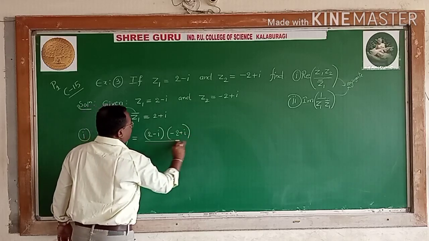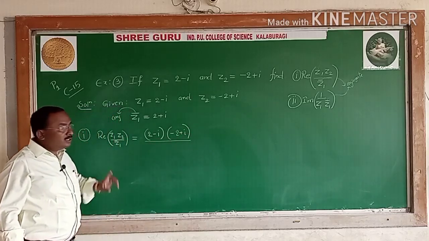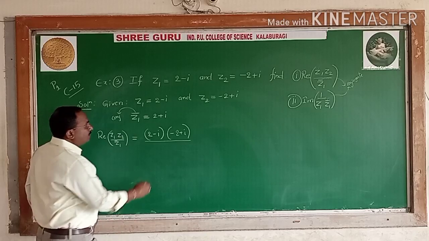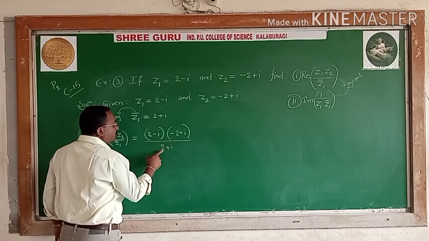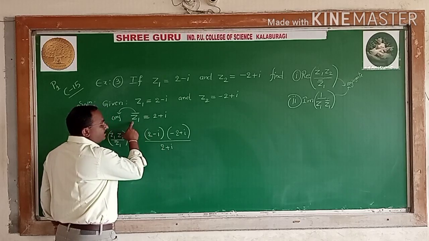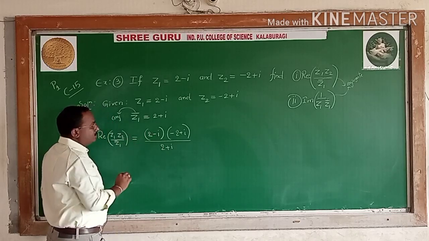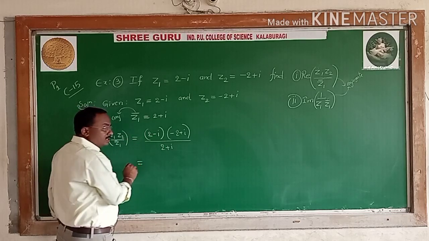And in the denominator you must write Z1 bar, here 2 plus i. Carefully write this, it is a very important point. Here, write the conjugate value of Z1.